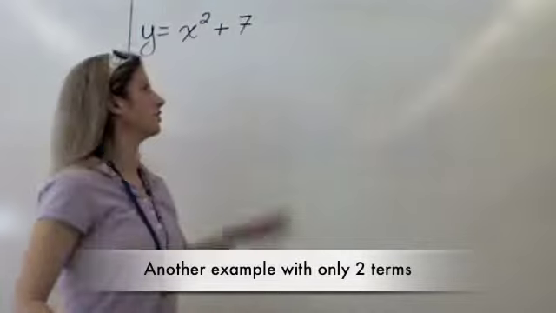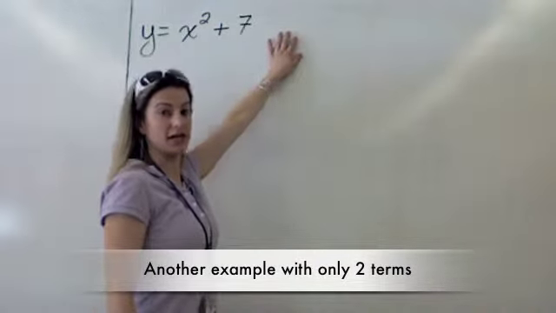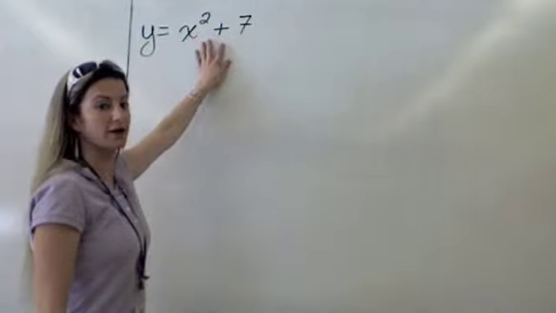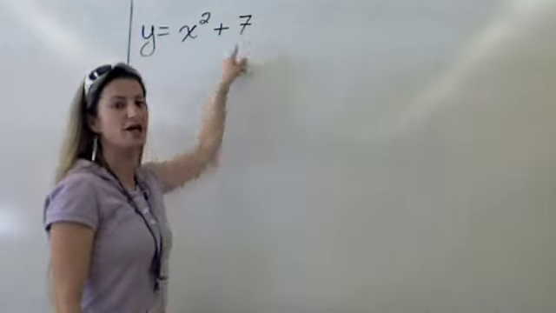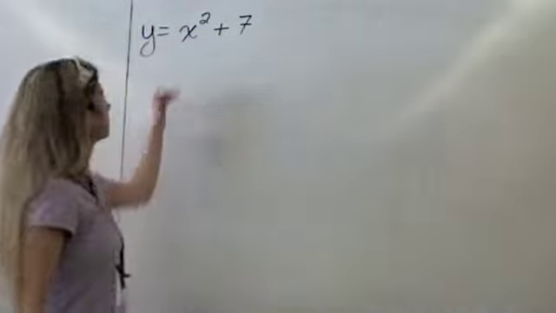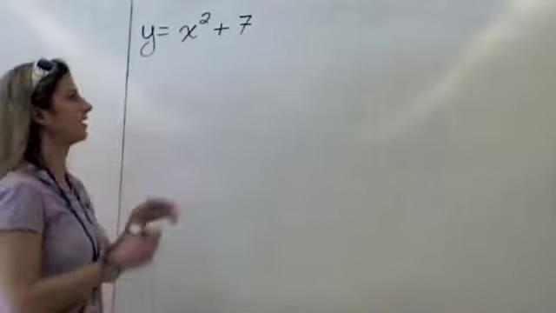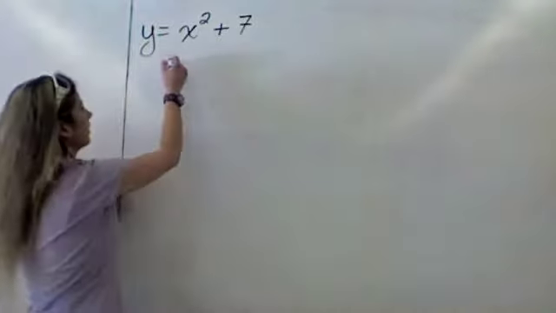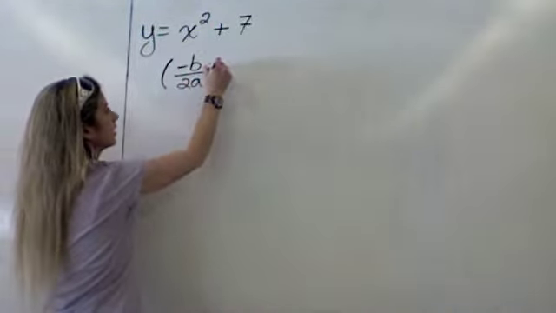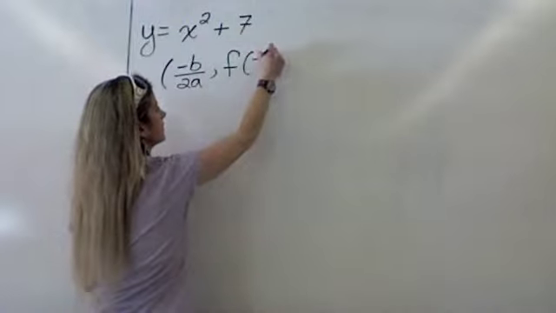We just did one where we actually didn't have a value of c. And now, as you can see, we've got an x squared term, we've got no x term, and then we've got a constant, okay? So we're going to try to find the vertex for this quadratic function in standard form, all right? So remember, our vertex is located at the opposite of b over 2a, comma, f of the opposite of b over 2a.